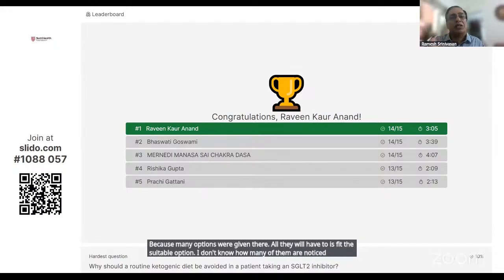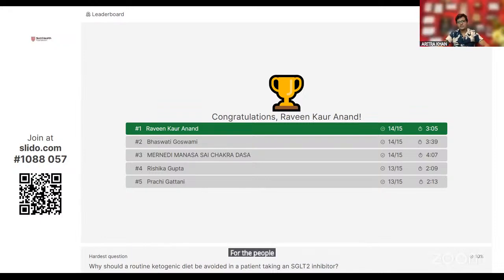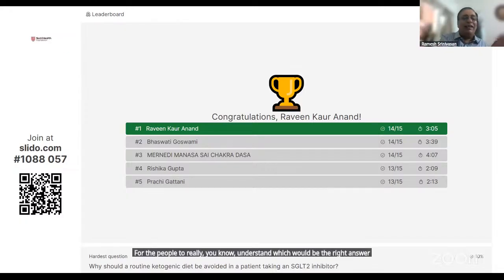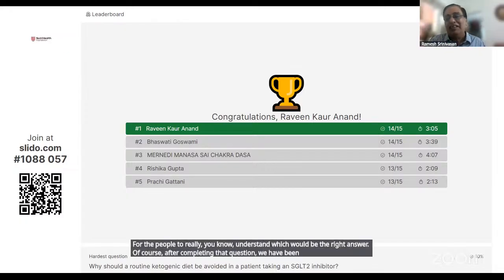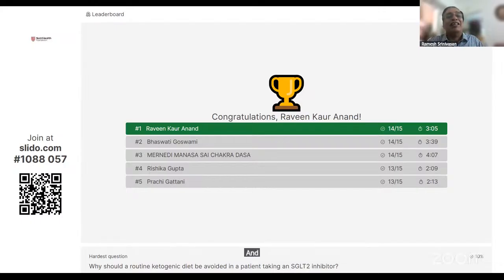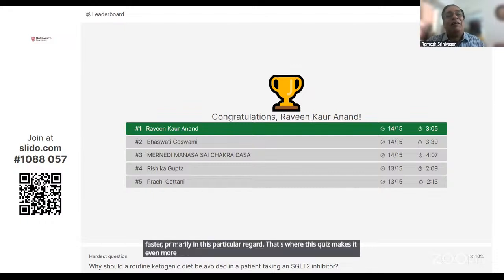At the end of each question, the answer was also coming as a quick flash for the people to really understand which would be the right answer. Of course, after completing that question, we have been displaying the answer also. That is what will commonly happen. Because we respect everybody's intelligence, I think many would get it right. The only way to differentiate is who is faster. That's where this quiz makes it even more interesting.